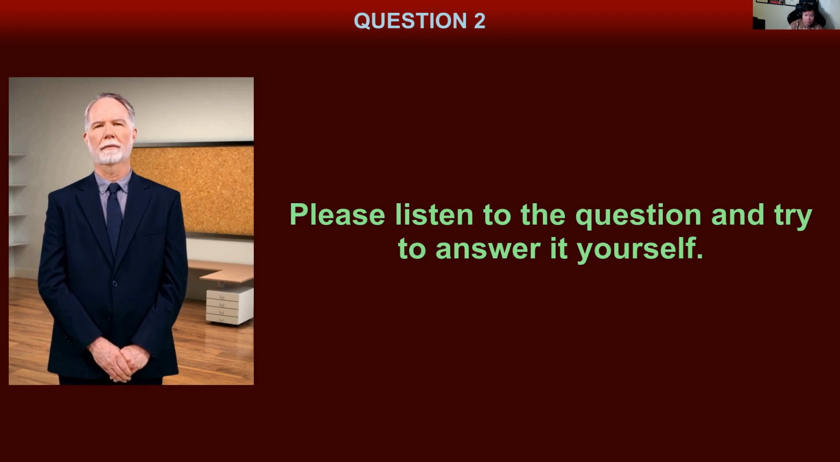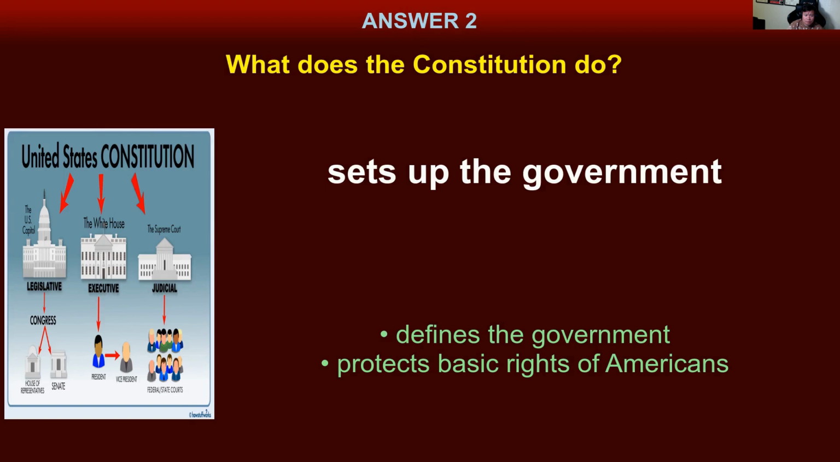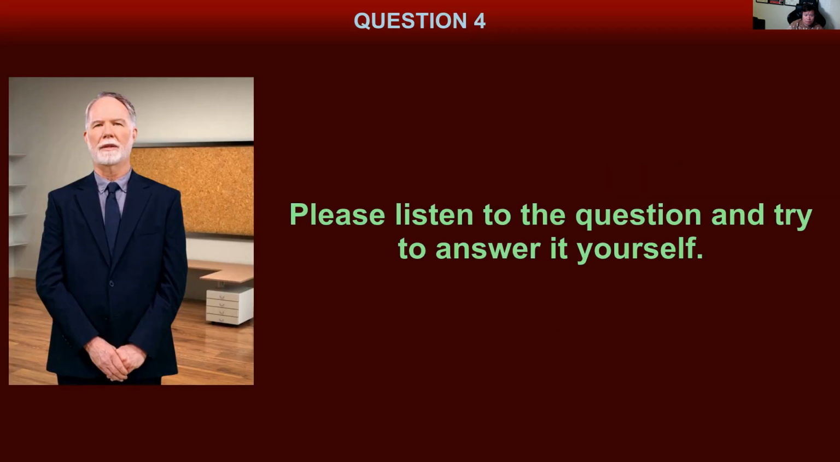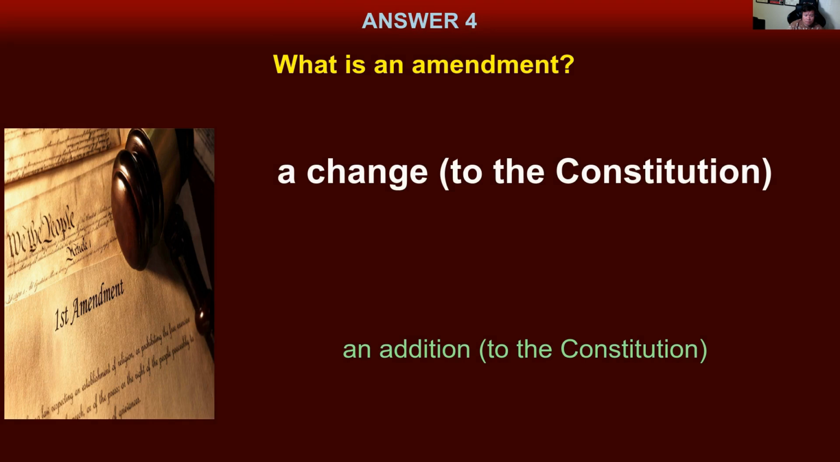What does the Constitution do? Sets up the government. What is an amendment? A change to the Constitution.